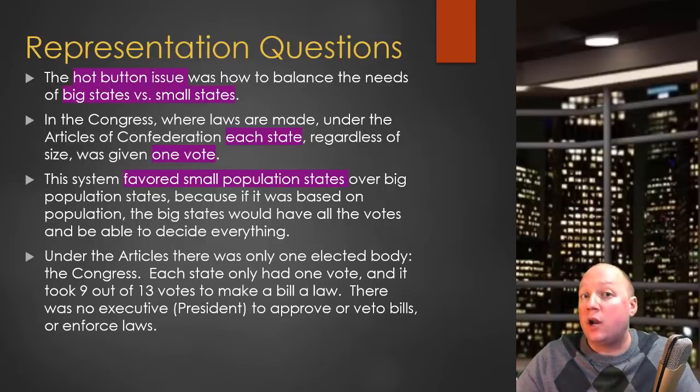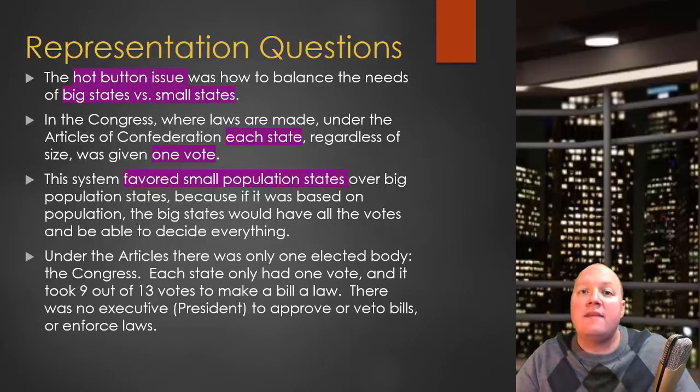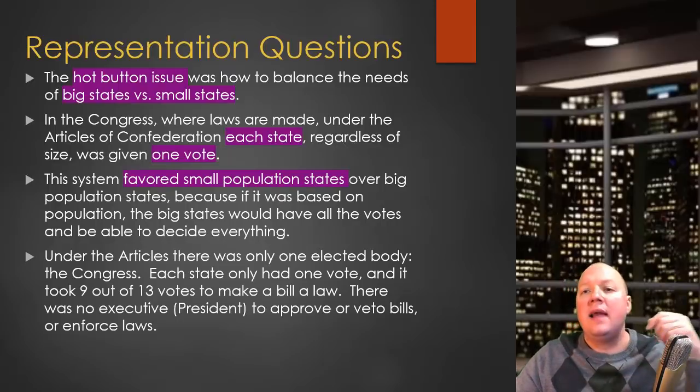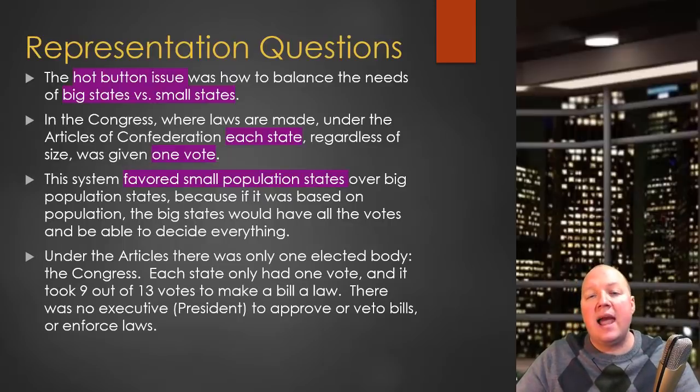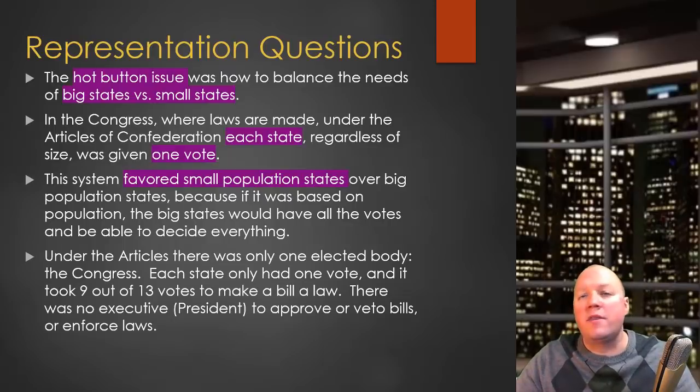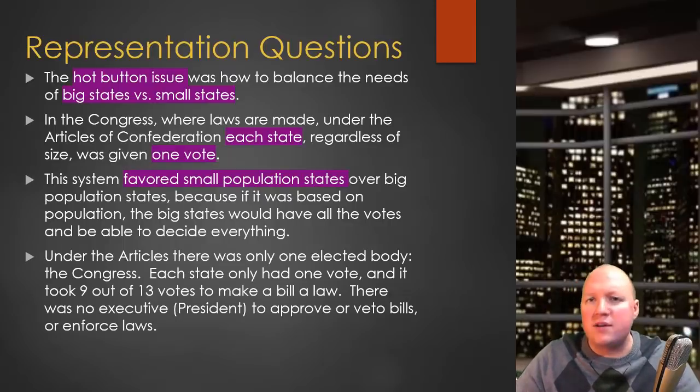So whether your state had a lot of people, like Virginia, or your state had very, very few people, like Delaware, you got one vote. And for the big states, they believed that this was not fair. Why is it that a state like Massachusetts has something like 235,000 people living in it, and they get one vote just like little Georgia does with 23,000 people?